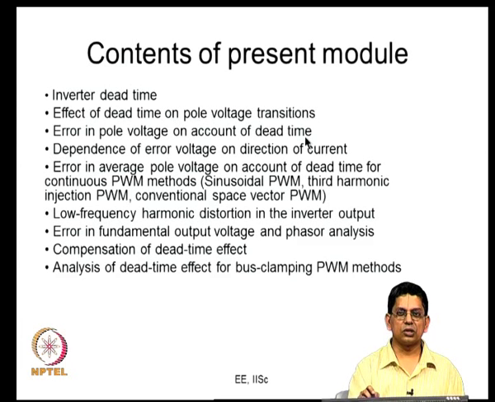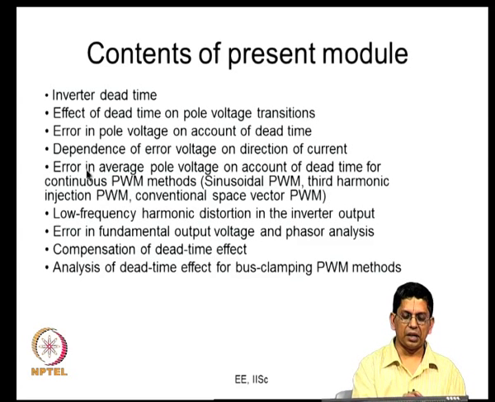The pole voltage transitions are not going to be where they were originally when you did not consider dead time; they are going to be a little different. So, there is a difference between the ideal pole voltage and the actual pole voltage because of this dead time. This is what I call an error in the pole voltage on account of dead time. We would see what is the nature of the error between the ideal pole voltage and the actual pole voltage.